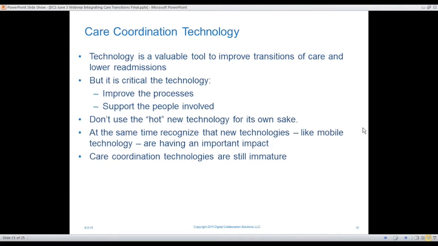So in order to effectively use care coordination technology, recognize that technology is a valuable tool that can really work to improve transitions of care and lower readmission. But also recognize that the technology must improve the processes and support the processes, and must support the people involved.